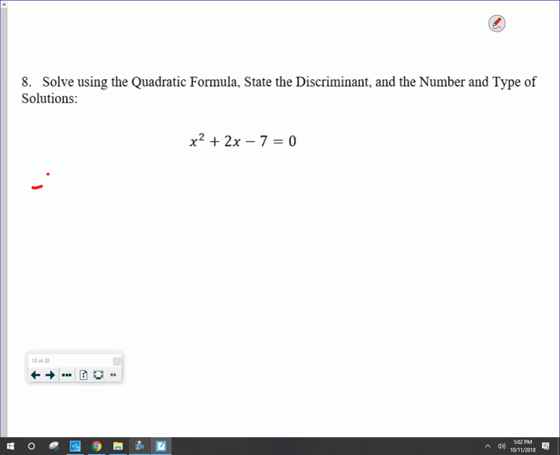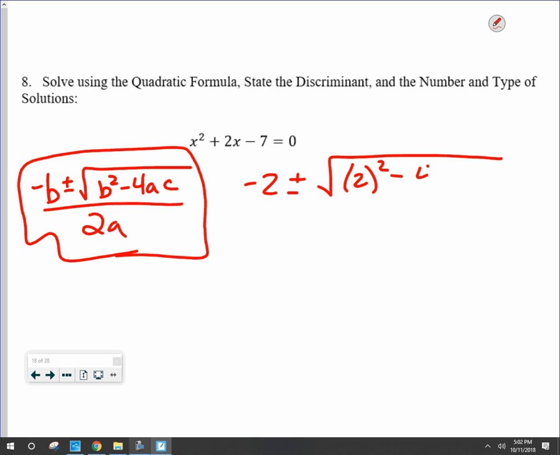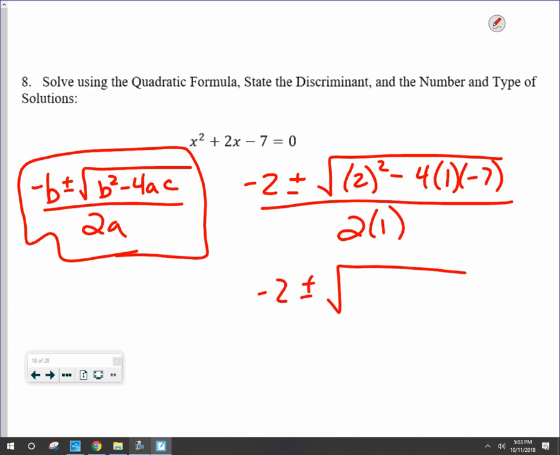Quadratic formula, you need to memorize the quadratic formula. Negative b plus or minus the square root of b squared minus 4ac, all over 2a. So in this particular problem, negative (-2) plus or minus the square root of b squared minus 4 times a times c, all over 2a. Now, the hard part about this is always the discriminant. It's the value under the radical. In this case, you get 32: 2 squared minus 4 times 1 times negative 7.